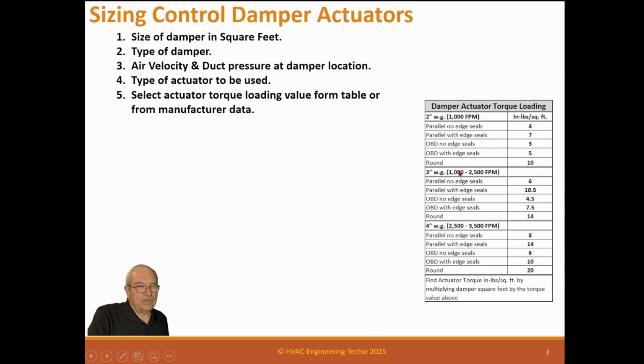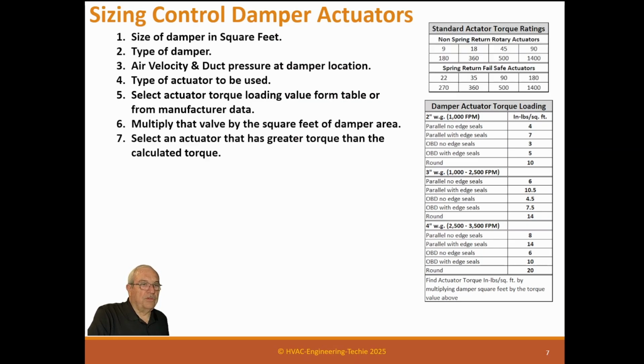And of course, because these are kind of average rules of thumb, always give yourself some shoulder. Don't size an actuator right on the torque, mainly because you may be off. They may decide to have a little higher velocity with a little higher pressure, so give yourself 20-30%. I would not size it right close. Multiply the value by the square feet of damper area. Select an actuator that has greater torque than the calculated torque.